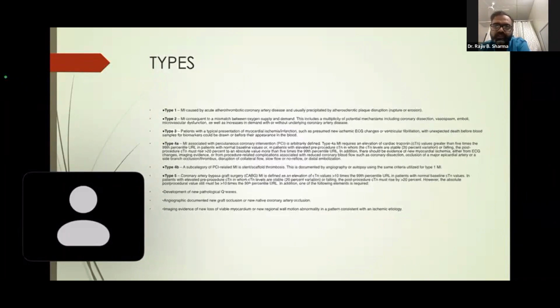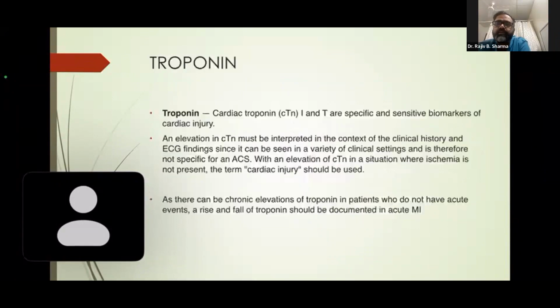Type 5 MI is MI post bypass surgery, where the criteria is even more vigorous, because bypass surgery itself, when you're putting the patient on heart-lung machine, there is a lot of myocardial necrosis, myocardial apoptosis, there is transmigration of the troponin molecules in the blood. So 20 times elevation is considered diagnostic for a post-CABG MI.